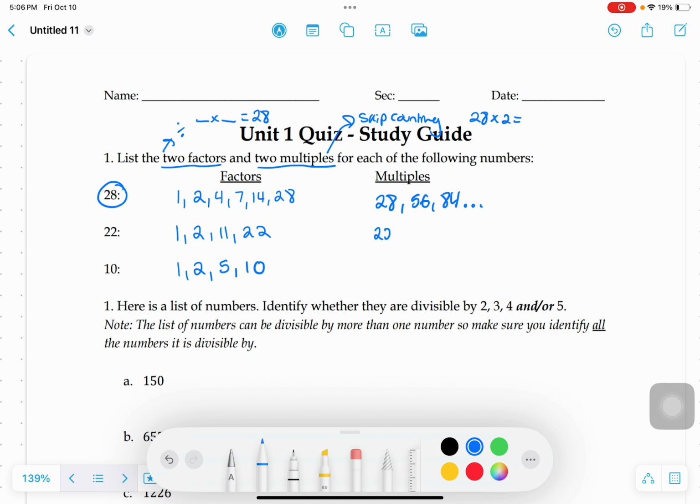For 22, that could be 22, 44, 66, 88, and continuing to add 22. Any of those could be a multiple. For 10, 10, 20, 30, 40. Any of those could be a multiple.